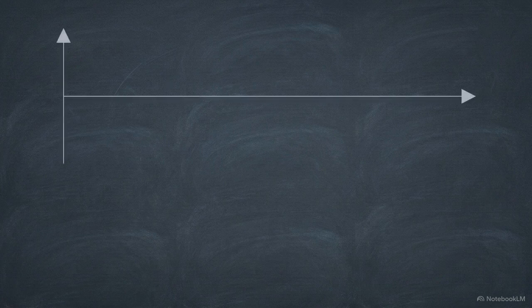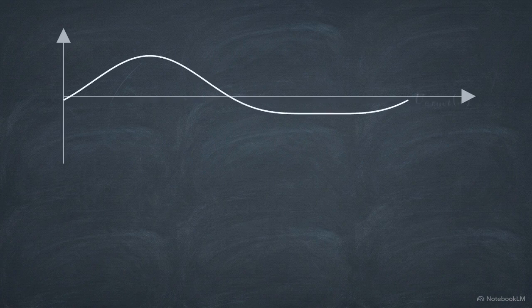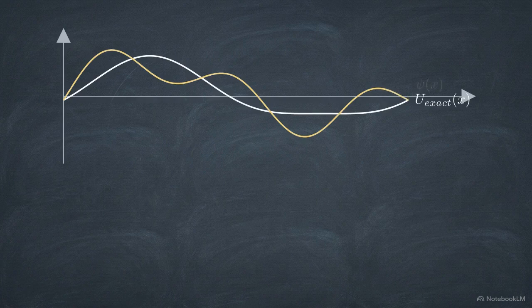In any engineering or physics problem, there is a perfect mathematical reality. We represent this exact solution, which we will call U-exact, as a complex curve plotted along a spatial domain. Because calculating this exact curve is usually impossible, we introduce an approximation curve, denoted as psi of x. It follows the general trend of the true solution, but inherently deviates from it.